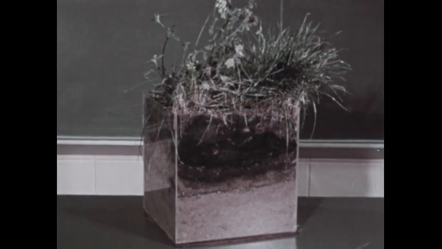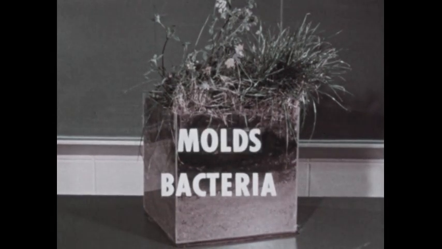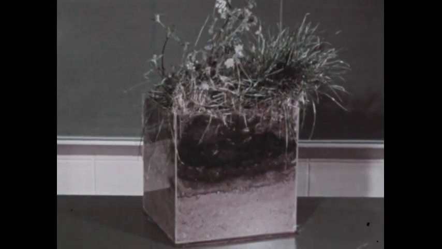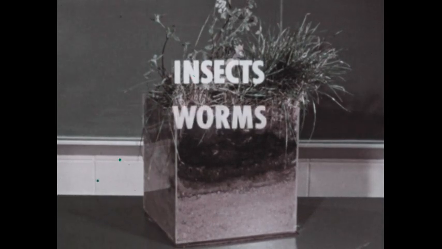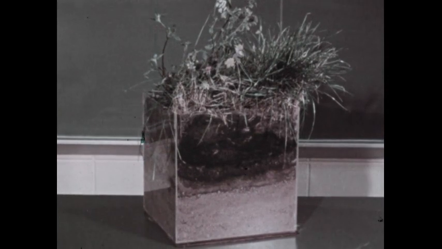We found that our cubic foot of soil contained bacteria, molds, and algae, along with larger green plants such as grasses and clover. Examples of animal life included insects, worms, protozoa. Both animals and plants, living and dead, contribute greatly to the fertility of soil, and the soil in turn provides a basis for the growth of other living things, the plants and animals that help make possible human life on Earth.